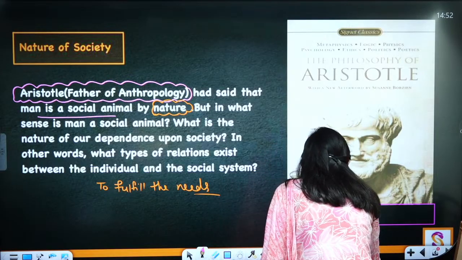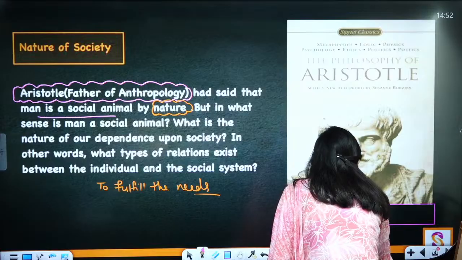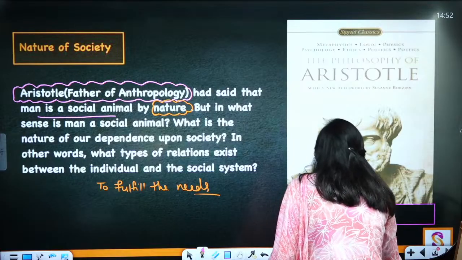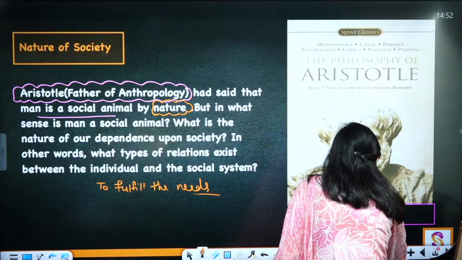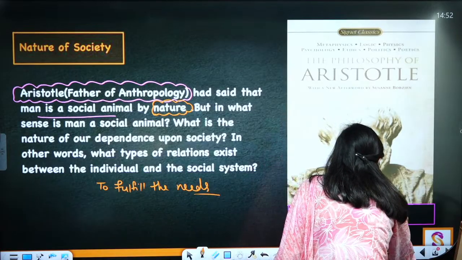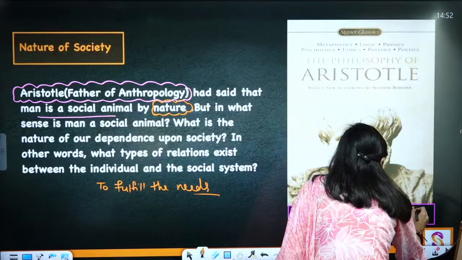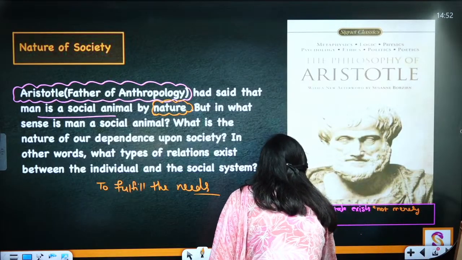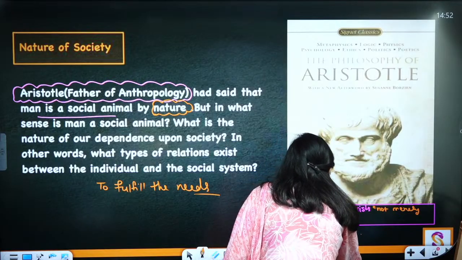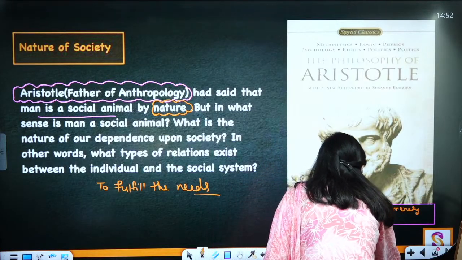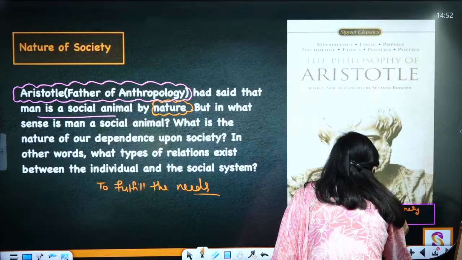the state exists not merely to live, but to live well.